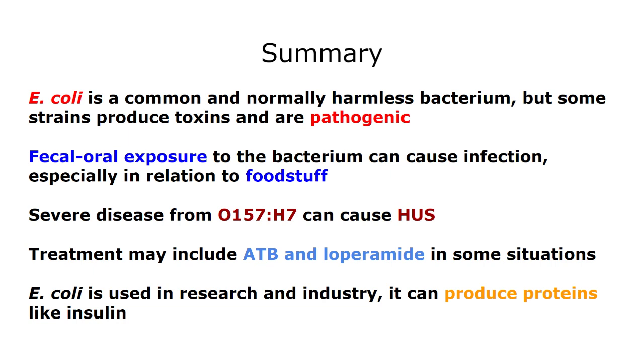We want to remember the serotype O157:H7. We want to remember the special things about treatment and not using antibiotics and loperamide, and that it can cause HUS, hemolytic uremic syndrome. So we want to be watching out for that and remembering what that disease presentation is going to look like if it gets to that severe stage. We want to remember that treatment may include antibiotics and loperamide in some situations, remembering when and when not to use that. And finally, E. coli is used in research and industry, and it can produce proteins like insulin or the clotting factors.